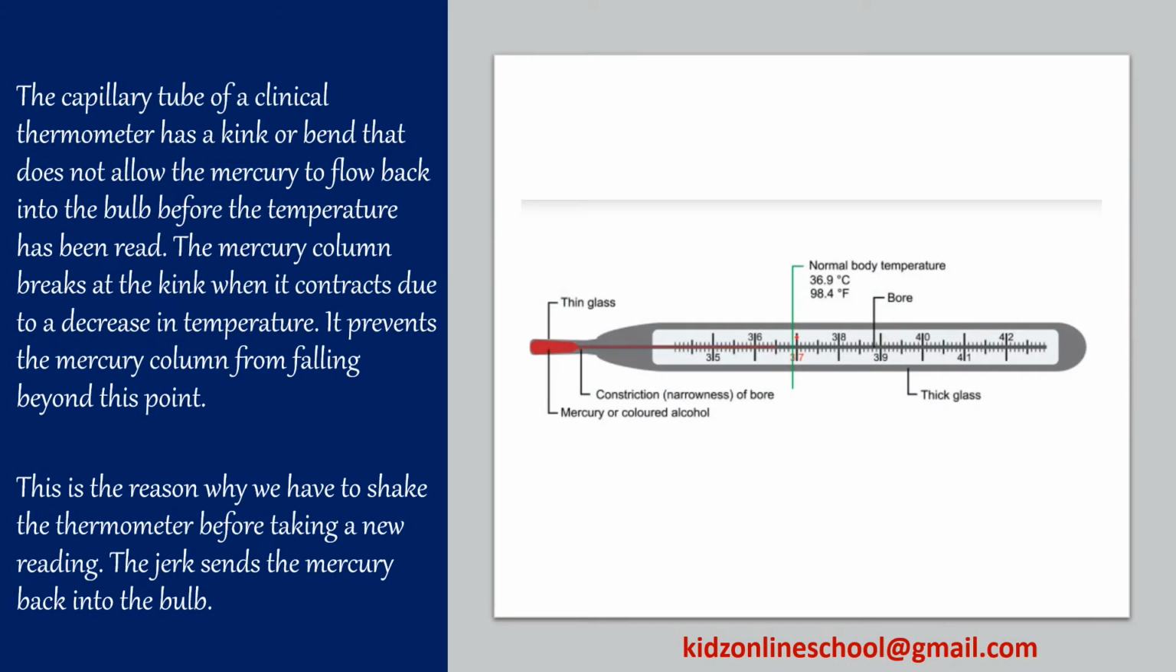The capillary tube of a clinical thermometer has a kink or bend that does not allow the mercury to flow back into the bulb before the thermometer has been read. The mercury column breaks at the kink when it contracts due to a decrease in temperature. It prevents the mercury column from falling beyond this point. This is the reason why we have to shake the thermometer before taking a new reading. The jerk sends the mercury back into the bulb.